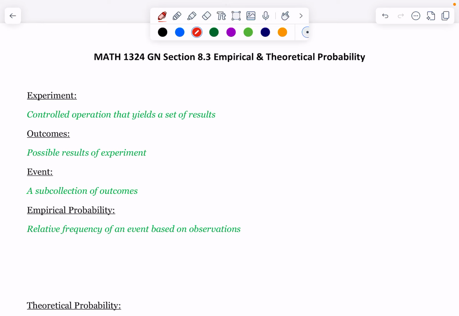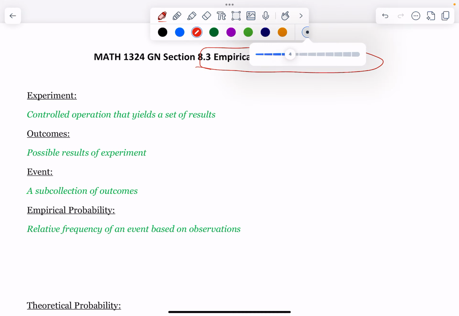Hello, this is chapter 8. We're going to be talking about probability, and we're going to start with 8.3, empirical and theoretical probability.